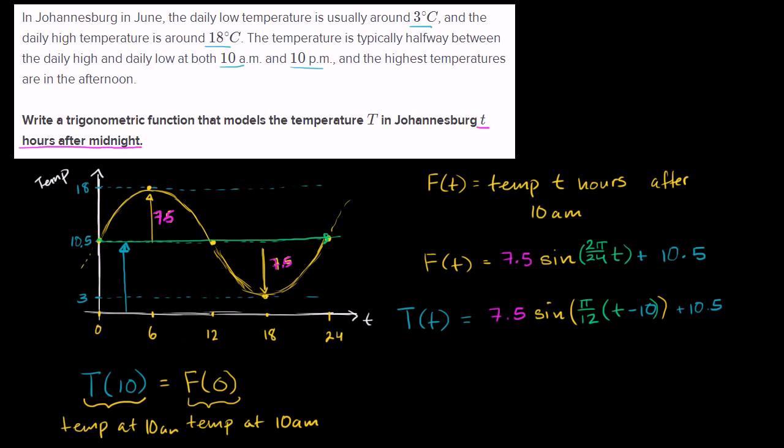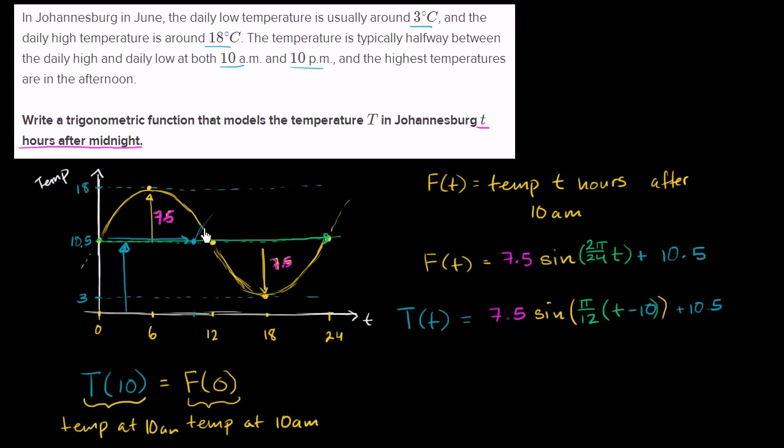So if we're graphing capital T, T of 10, so this is 6, 12, let's see, so 10 is going to be someplace around here. So T of 10 is going to be the same thing as f of 0. So it's going to be like that. And then we've essentially just shifted everything to the right by 10. And that makes sense because 0 hours after 10 a.m. is 10 more hours to get to that same point after midnight.